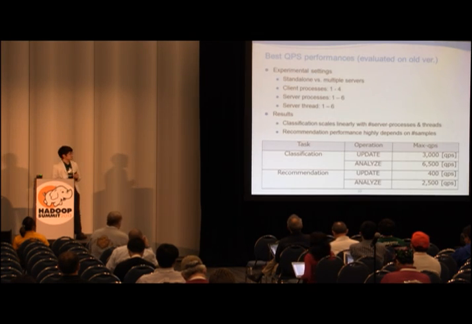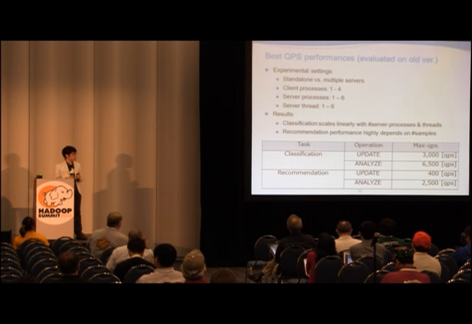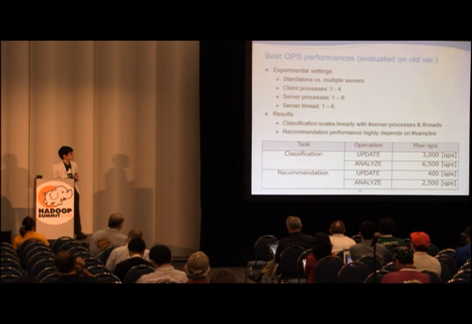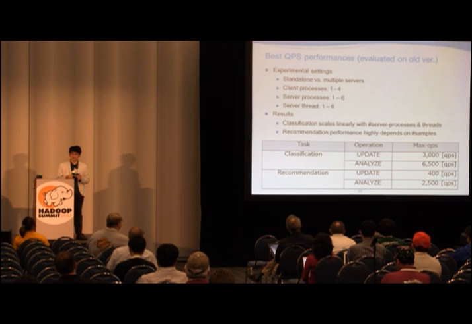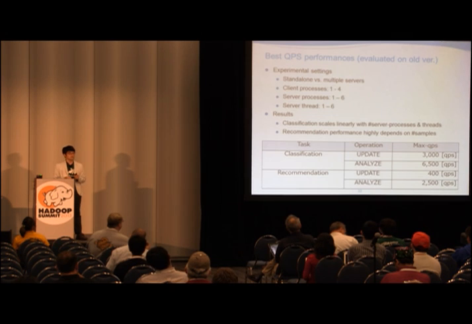And here is an evaluation of performance on an older version of Jubatus, and we compare the QPS performance by changing the server processes or client processes. And the result is that Jubatus achieves more than 3,000 QPS for updating the classification model, and for analyzing, we get 6,500 QPS on only one server for classification. And actually, classification scales linearly with the number of server processes and threads.